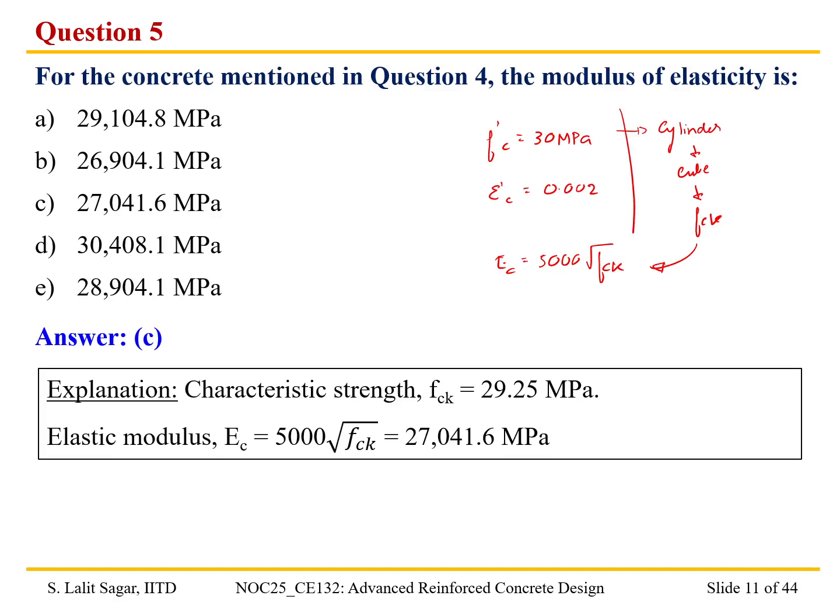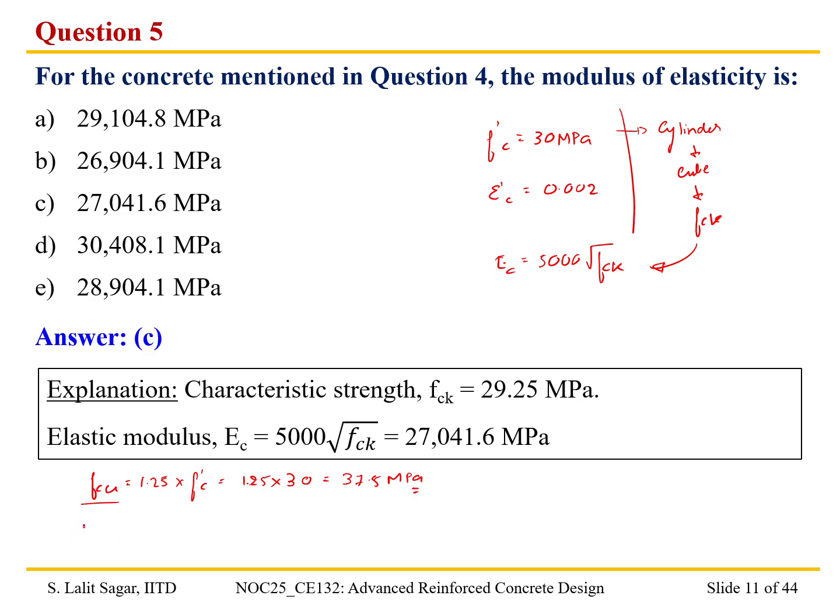Okay, there is no space over here. Let me try to work out here. So what we have is the cylinder strength. If you want the cube strength, that is FCU, FCU is given by 1.25 into F prime C. So that is 1.25 into 30, that is 37.5 MPa, right? 37.5 MPa. Okay, so from FCU, that is the cube strength, how do we determine the FCK?